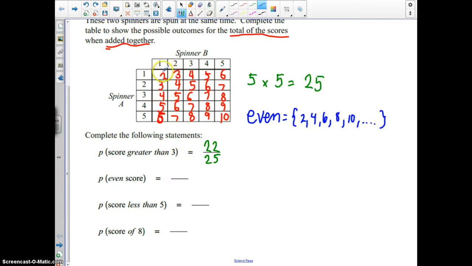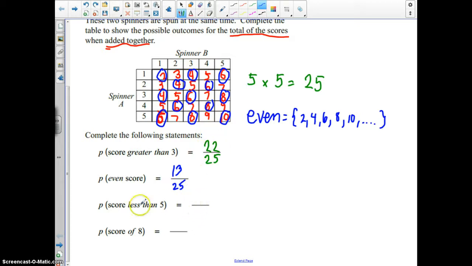So we've got this one. This is an even number. 2 is an even number. 4, all the 4s are even numbers. Okay, all the 6s are even numbers. They're all even. And the 8s and the 10. Okay, so how many numbers are those? So you can count them. 1, 2, 3, 4, 5, 6, 7, 8, 9, 10, 11, 12, 13. There are 13 even scores out of, again, 25, because there are 25 numbers.